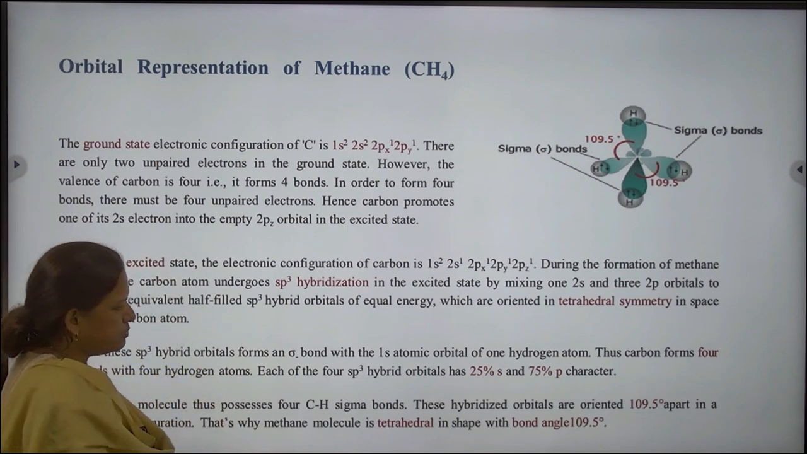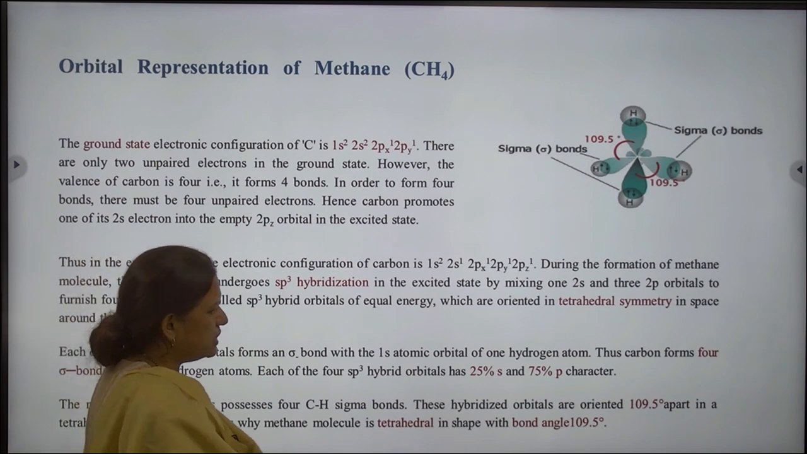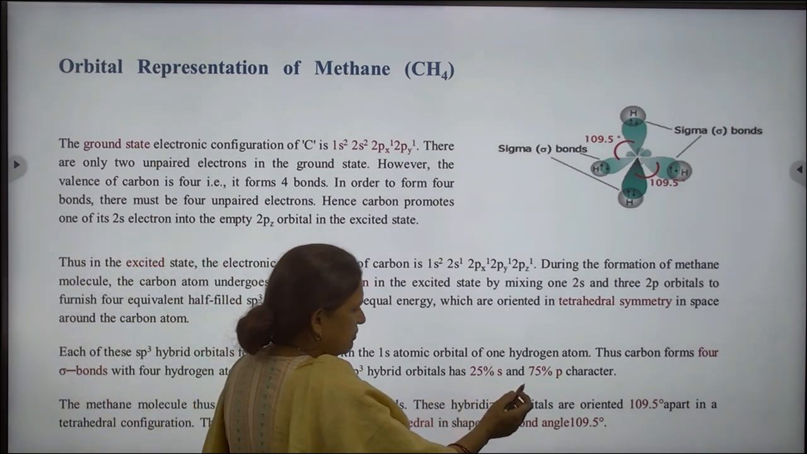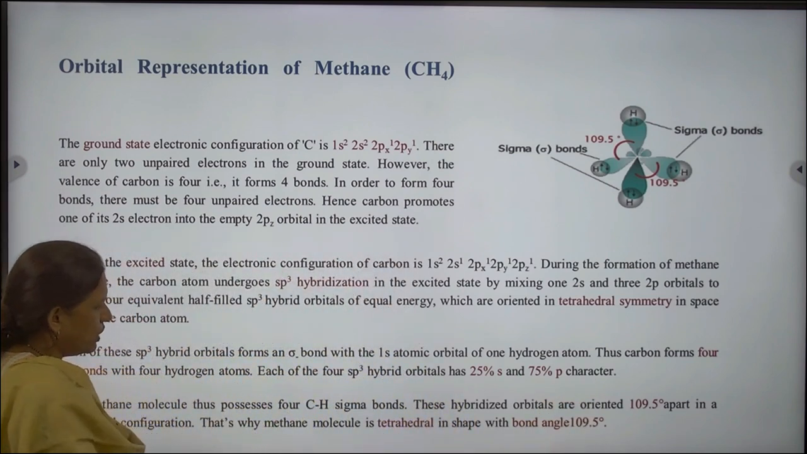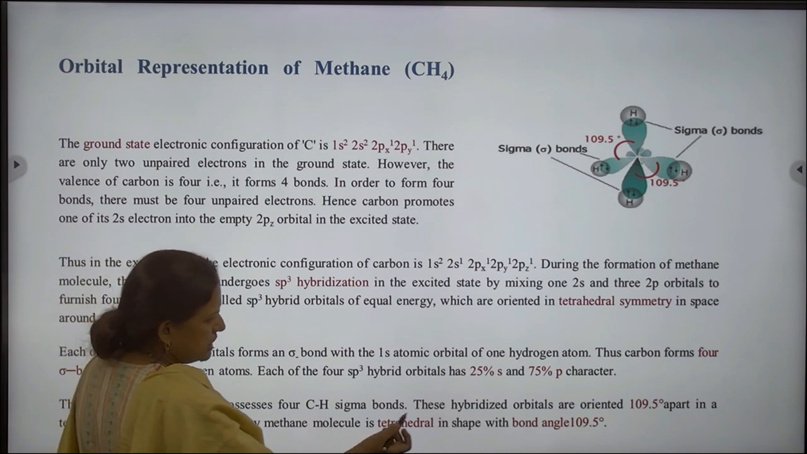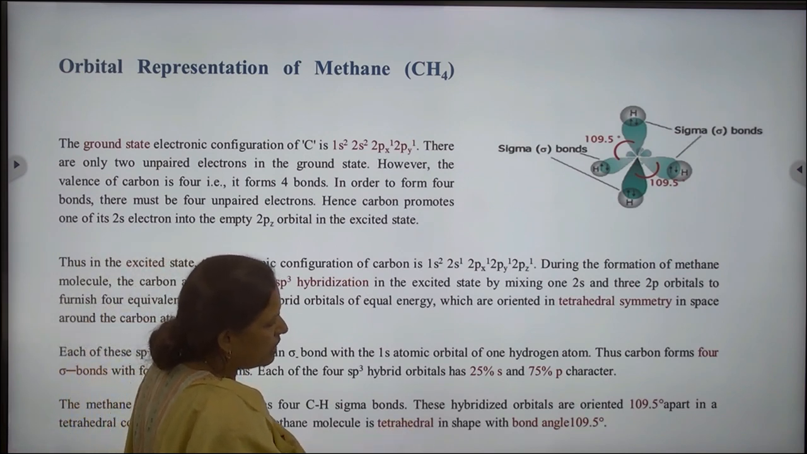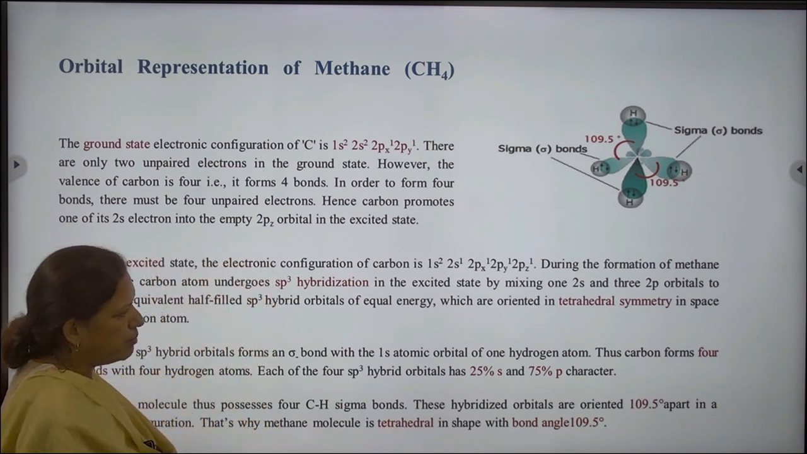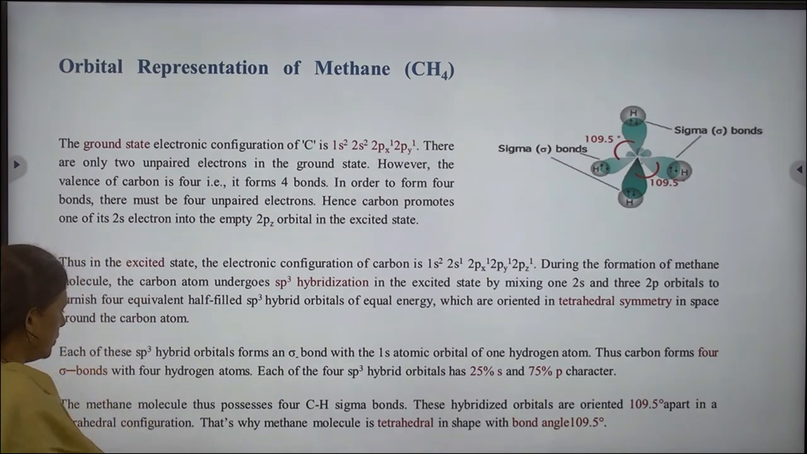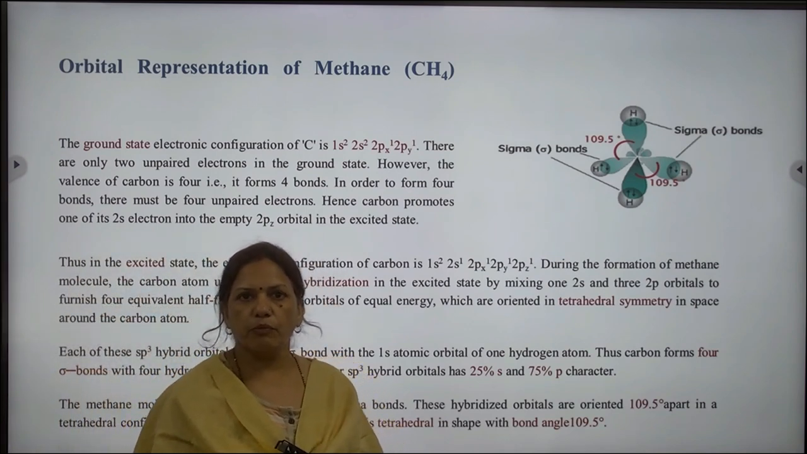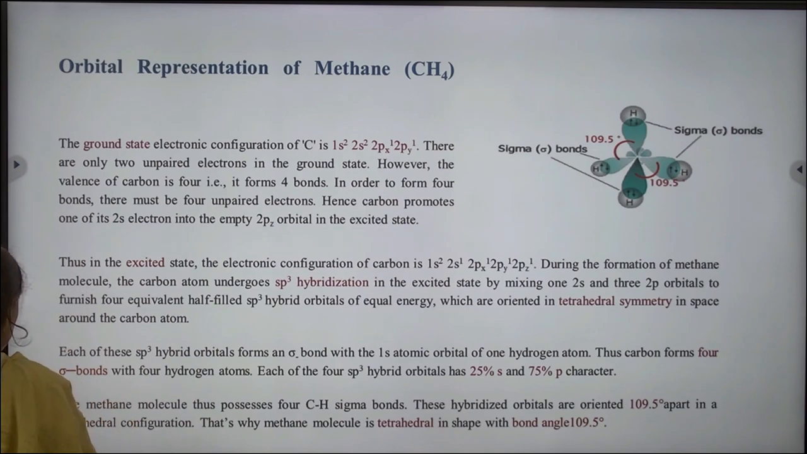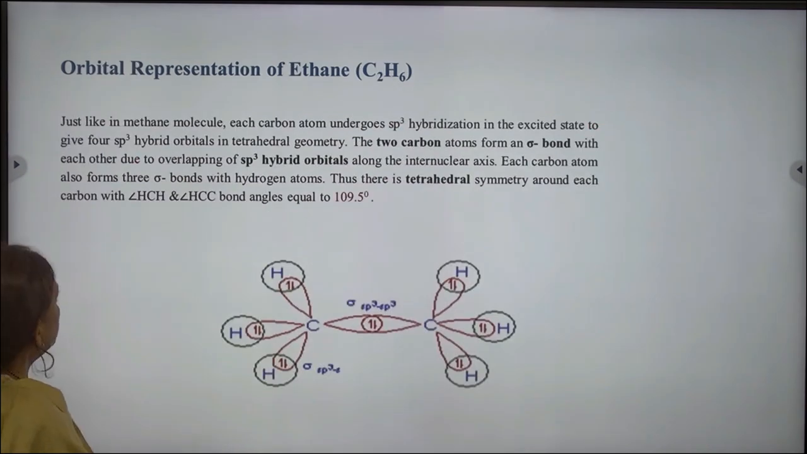Each of the four sp3 hybrid orbitals has 25% s and 75% p character. The methane molecule thus possesses four carbon-hydrogen sigma bonds. These hybridized orbitals are oriented 109.5 degrees apart in a tetrahedral configuration. That's why methane molecule is tetrahedral in shape with bond angle 109.5 degrees.